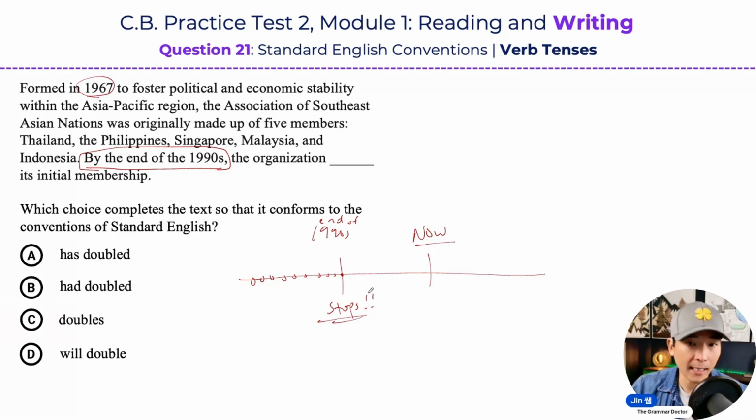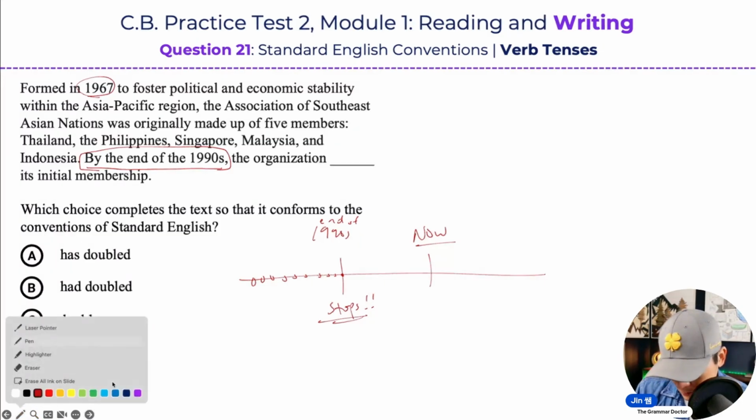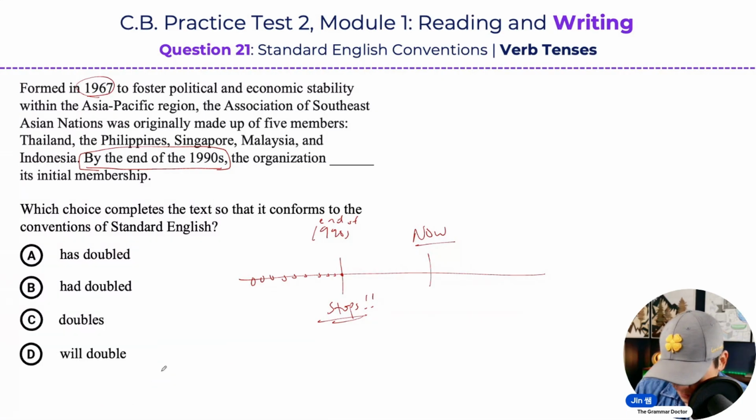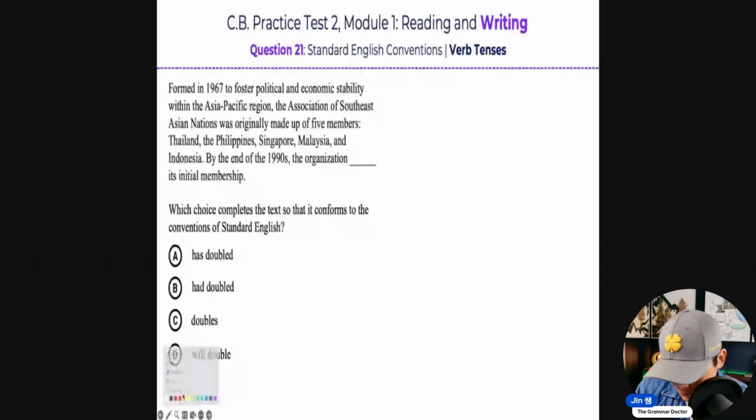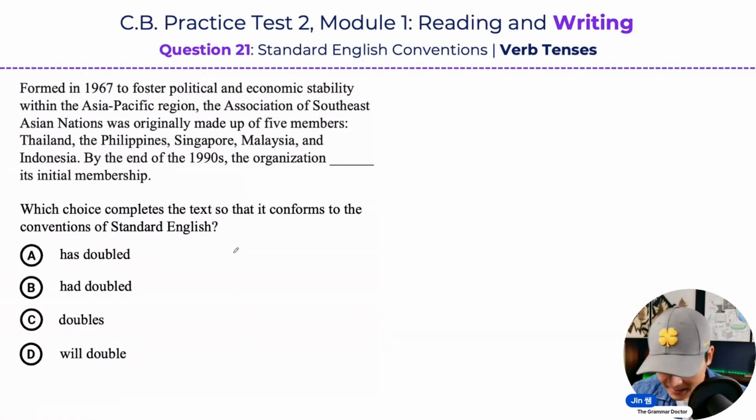Okay, so you have to understand how time references or time phrases are used first and foremost. But that's a good one to know, you guys, because whenever you see "by the end of something," I already know that my correct answer is going to be the past perfect, had doubled, right? I already know that the correct answer is B, but let's unpack this further because I want to give you some good foundational knowledge in this video. So yeah, let's do it.